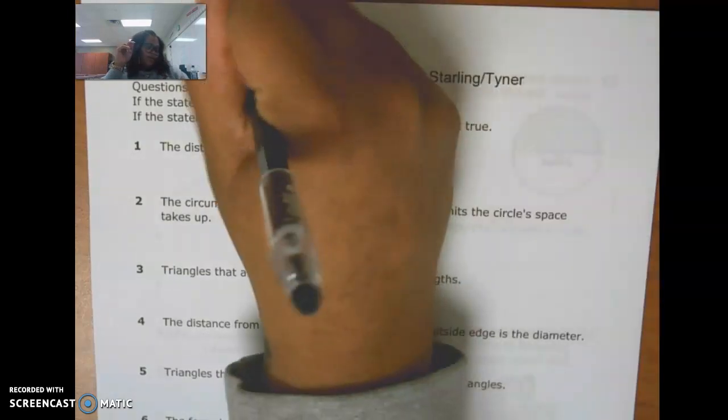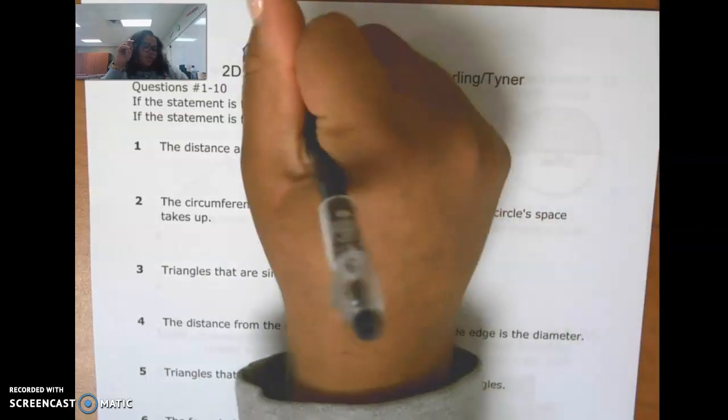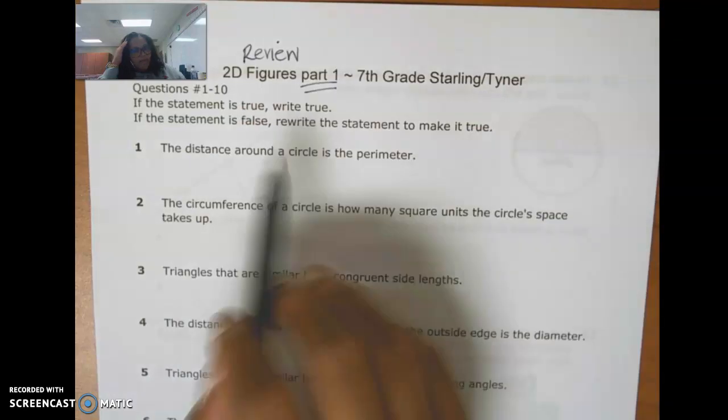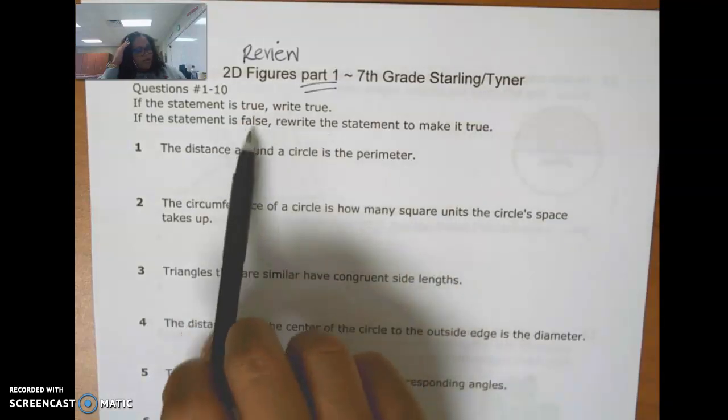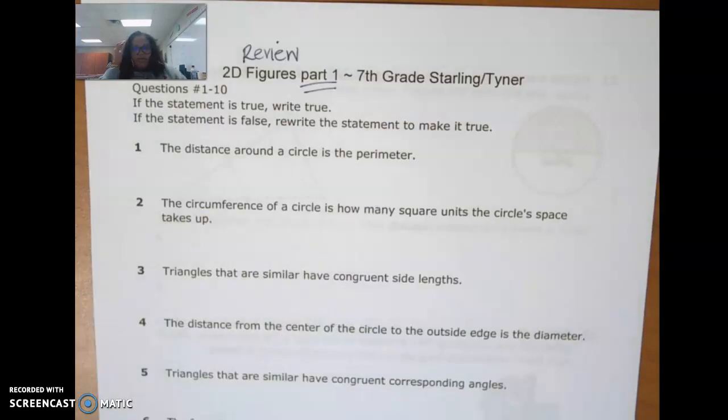Hey guys, we're going over the test review for our two-dimensional figures test, part 1. Questions 1 through 10, we're stating if the statement is true or false. If it's false, we're rewriting it to correct it and make it true.